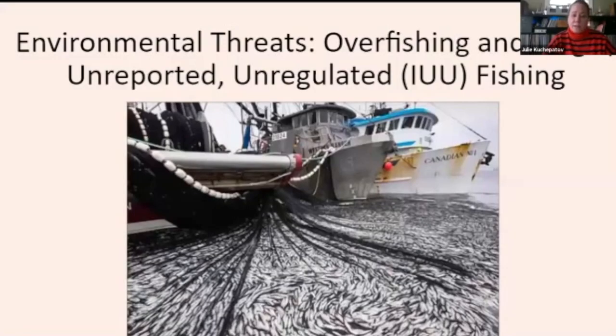Some of the threats to the stock status and environmental sustainability of fisheries are overfishing and illegal, unreported, and unregulated fishing, whose acronym is IUU. I'll use that as the term, and I'll go through what they are. Overfishing is caused by subsidies, illegal fishing, and poor fisheries management, leading to degraded ecosystems and decreasing food and economic security.